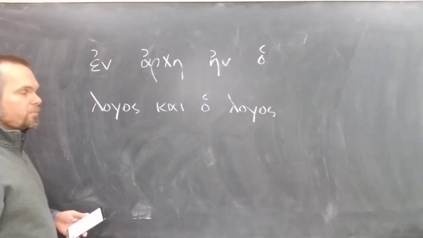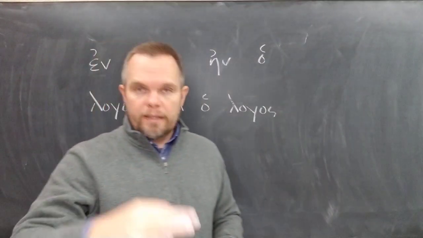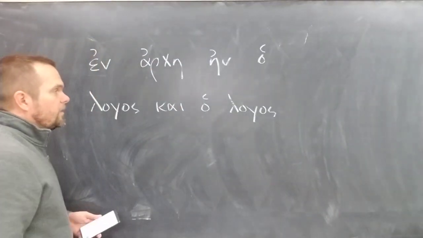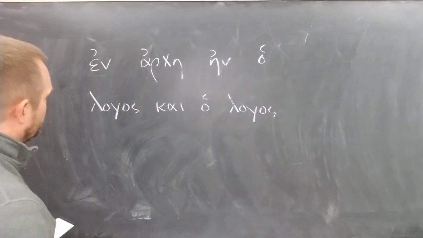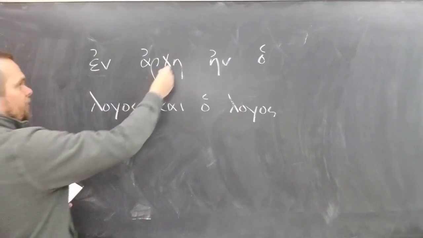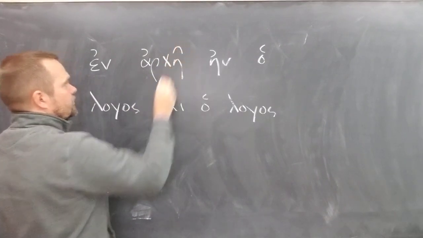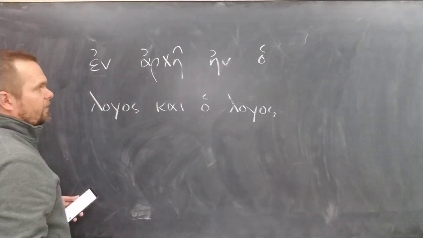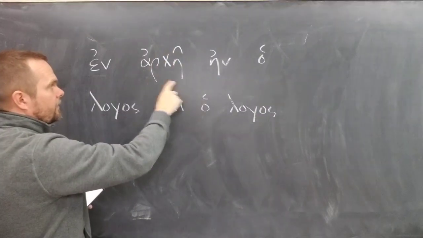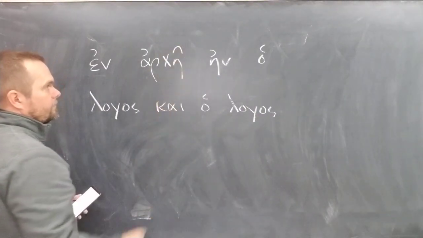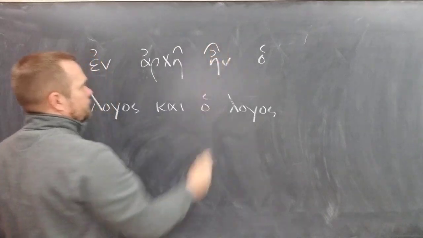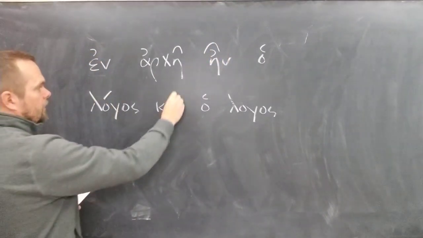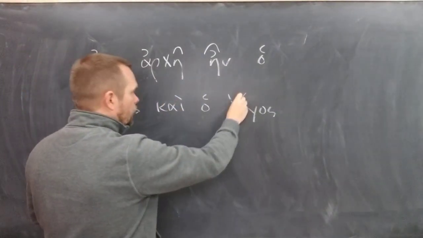In addition to the breathing marks, which we're going to learn in another video, so don't get worried, we'll also have accent marks. So we'll have something like this. The circumflex accent means that we go up and down on the same vowel. Arche. Ein, ho, logos, kai, ho, logos.